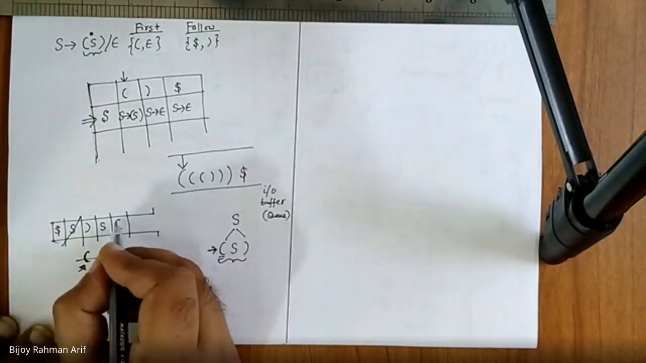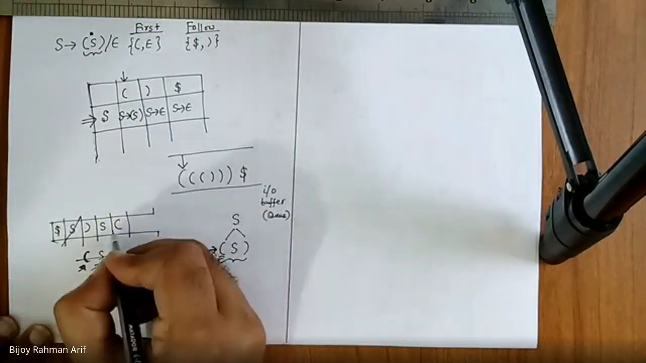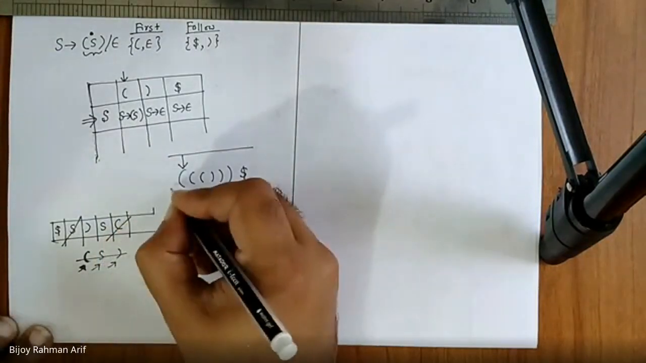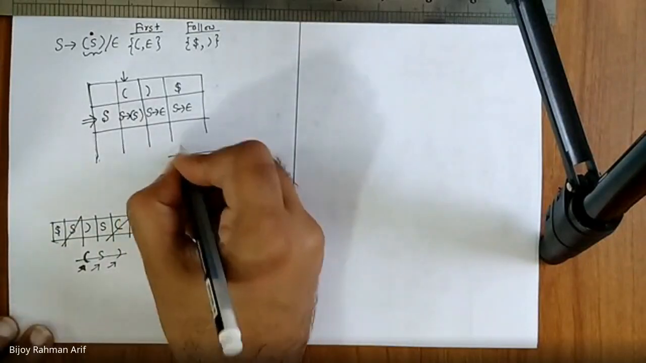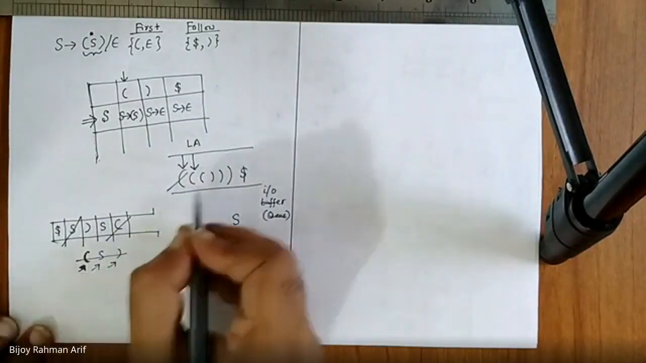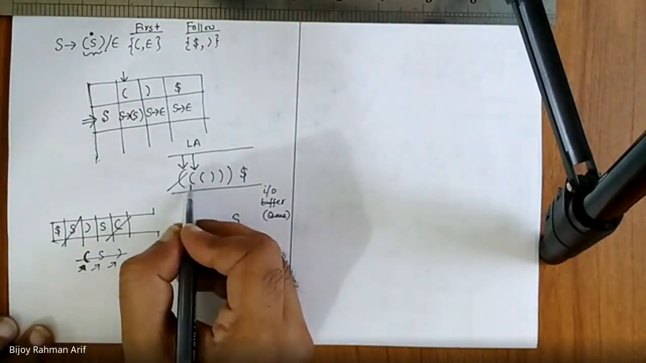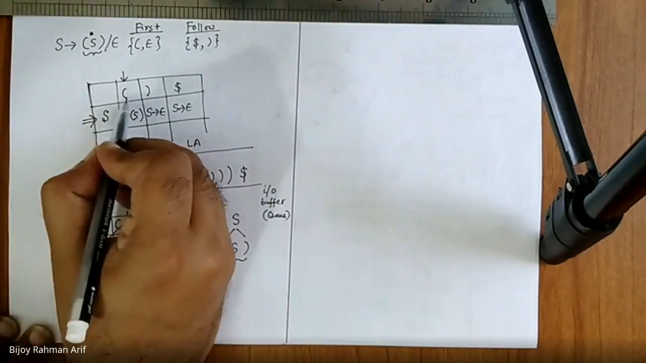Now what happened? This one is my top. I'm doing the leftmost direction. Now this one and this one match, so I'm going to remove this one. My lookahead is going to go over here. Now my variable is S. I'm encountering again an open parenthesis.